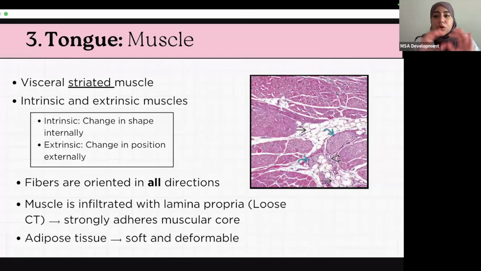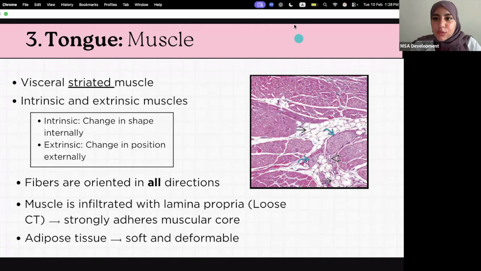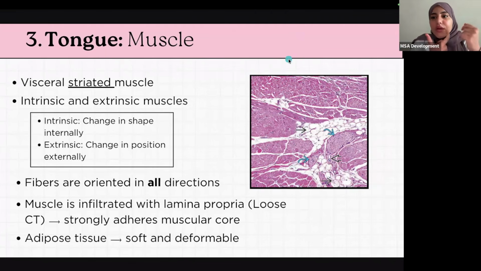But also, there's extrinsic and intrinsic muscles. Intrinsic just means you can change the shape, and extrinsic means you can change the way it exists in space. So you can move your tongue around, and you can also change it internally, like the shape of it. You've seen a bunch of people fold their tongue, and you can move your tongue in lots of ways. So that's an example of that. And also, the muscle is pulled and assorted in a bunch of random ways because it's not meant to do only one thing. It's meant to move in whatever direction you want it to move.